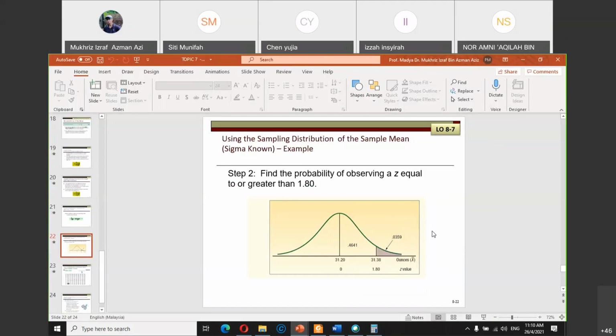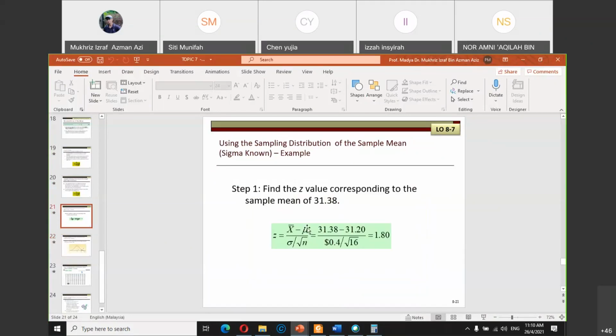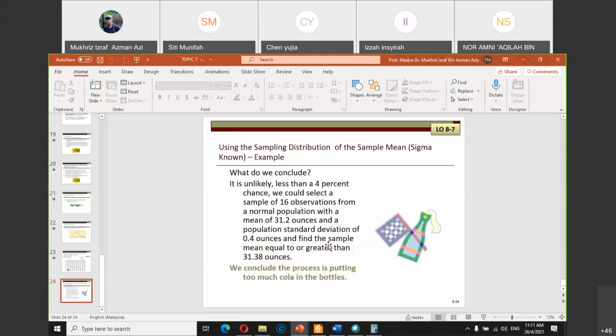Okay, the only difference is that you need to divide the denominator by square root of n. Sigma divided by square root of n. And take note that now the notation from x has been changed to x bar.